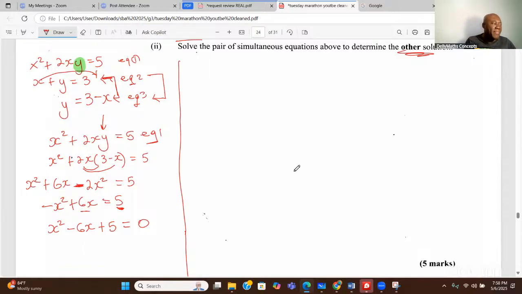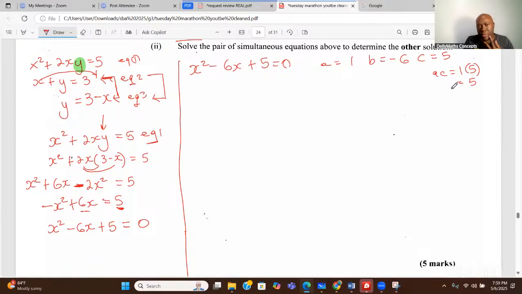So whenever I can factorize, I'm not going to take the long road, all right? I'm just doing it quickly for you, and I'm still doing it timely. A is 1. B is negative 6. C is 5. AC is equal to 1 times 5, which is 5. All right? So here's the deal now. It's only 1 and 5 you have to work with.